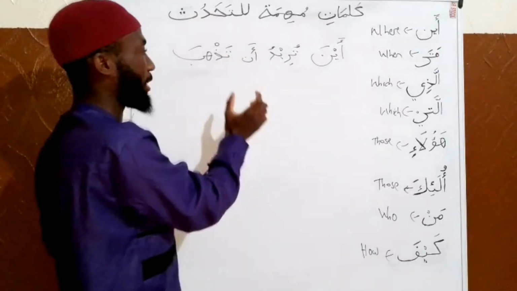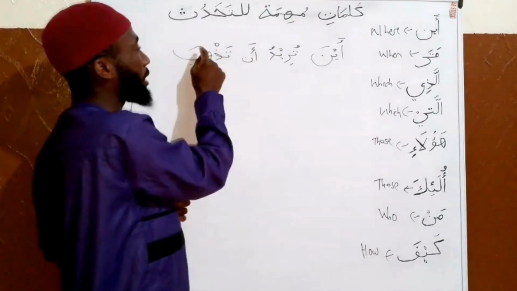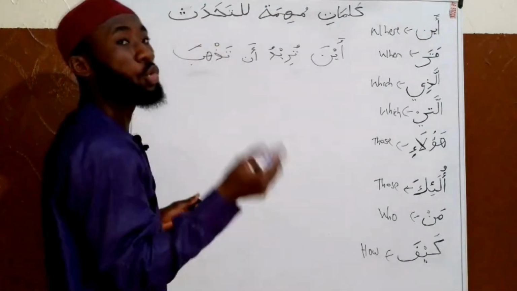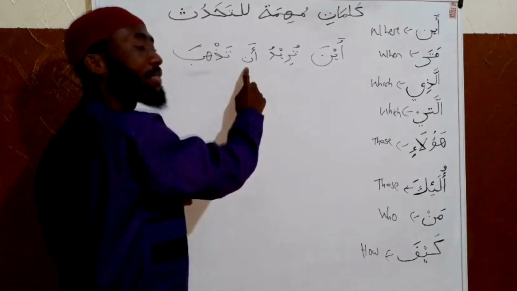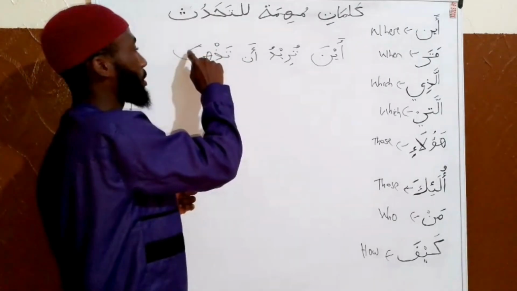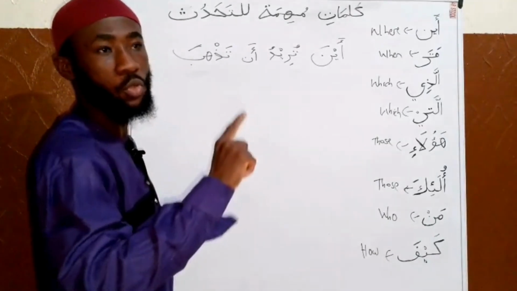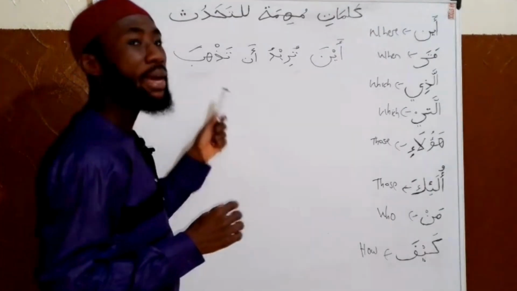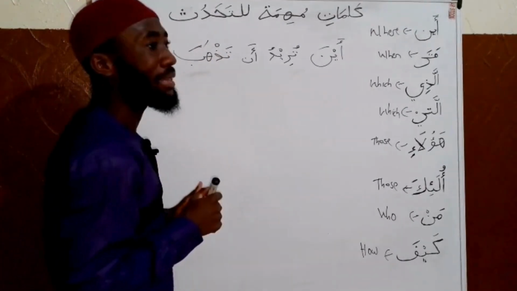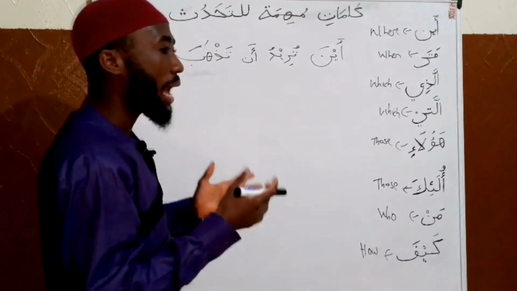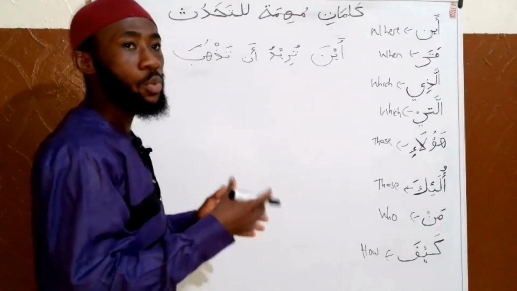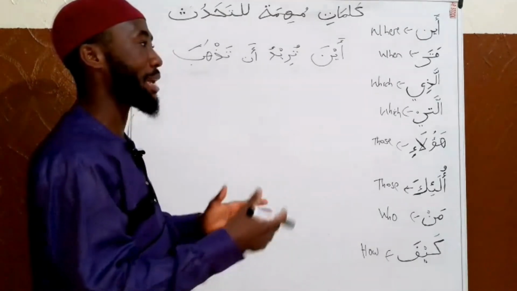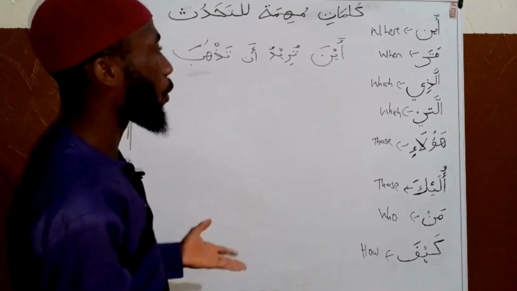And it's supposed to be tadhabu. This bar, the fatha here, it's supposed to be damma. But because of this an, it turns to alif, it turns to fatha. That is aina turid an tadhhaba. Aina turid an tadhhaba, that is, where are you going? Aina turidu an tadhhab, where are you going?